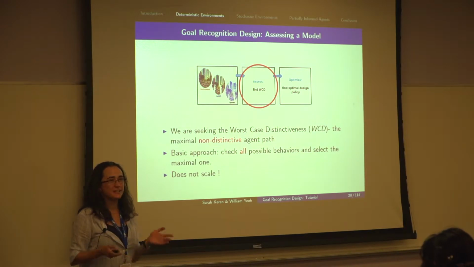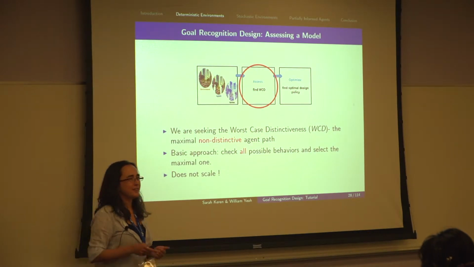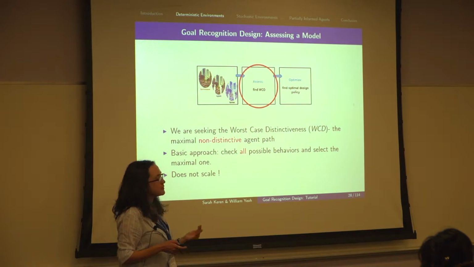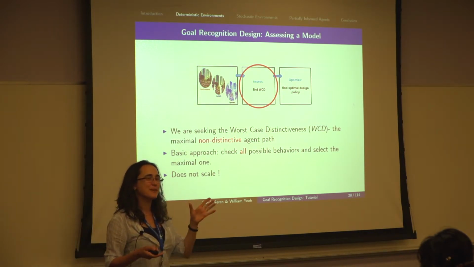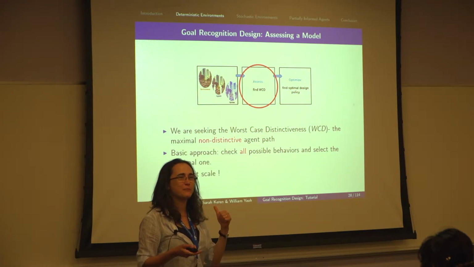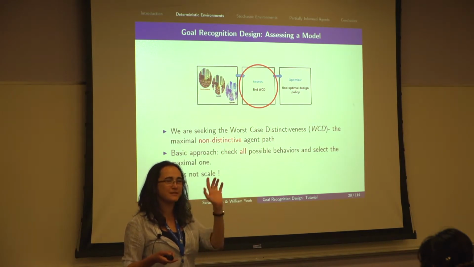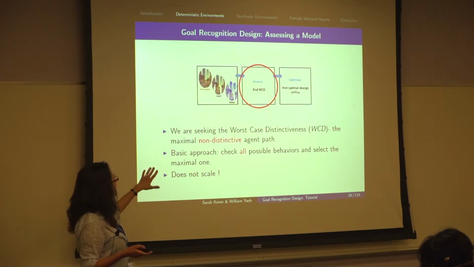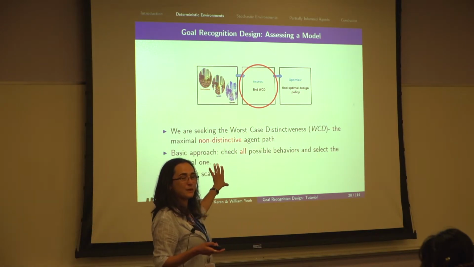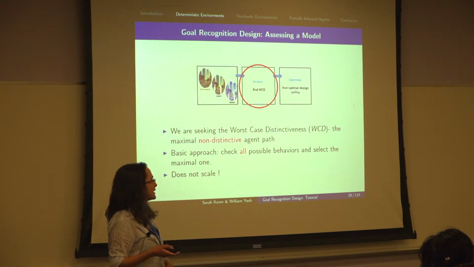So was that clear? Yeah, great. So how do we find the worst case distinctiveness? Now that you will see the techniques, you will maybe think that we first came up with the techniques and only then with the measure, but actually in this case, we did want to find the worst case distinctiveness, and we found compilations to planning to be an effective way.